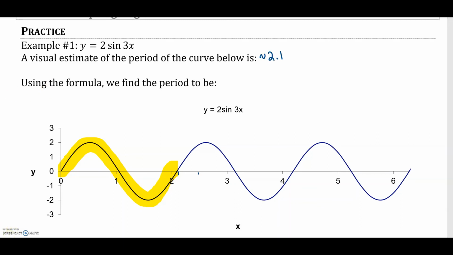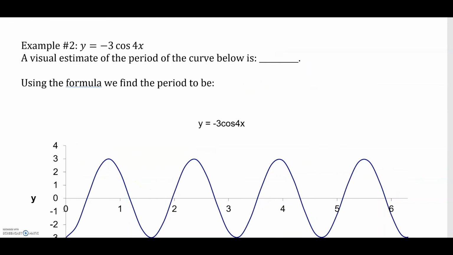Using the formula, we can estimate the actual period of the trig function. Remember, the period is equal to 2 pi over b. In this case, our b value is equal to 3, and this is equal to approximately 2.0944.